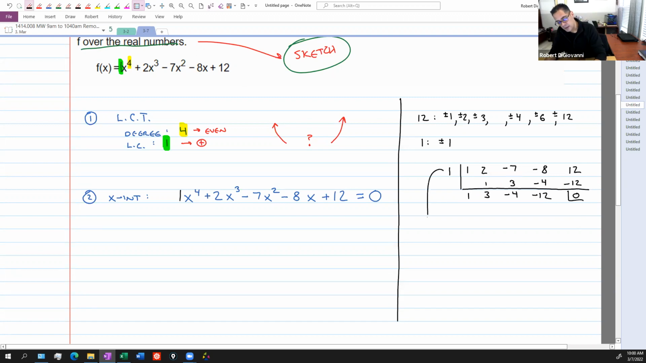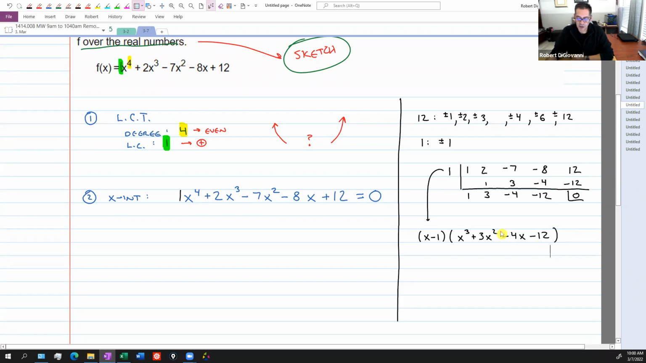So this tells me that it can be broken down to be x minus 1. And then because we started out with the 4th degree, this is going to be x cubed plus 3x squared minus 4x minus 12. Okay.